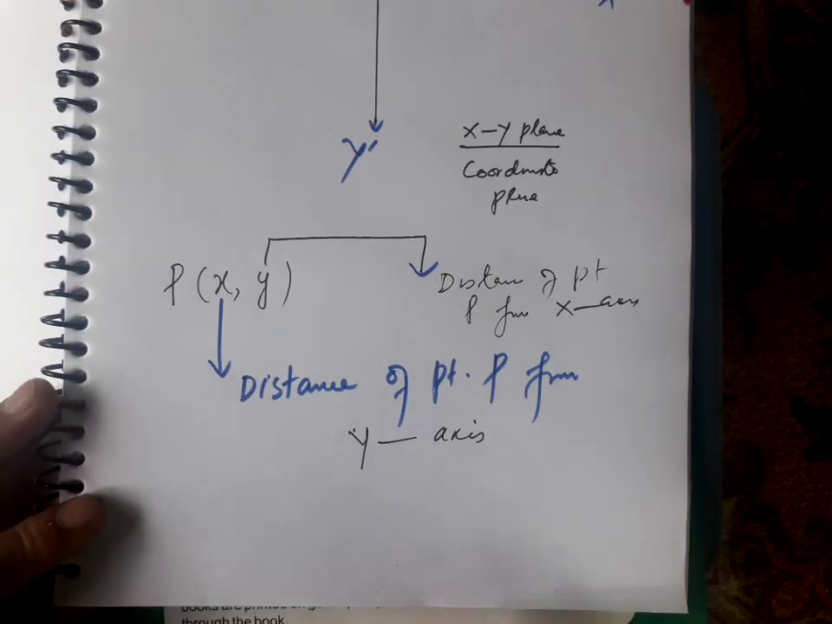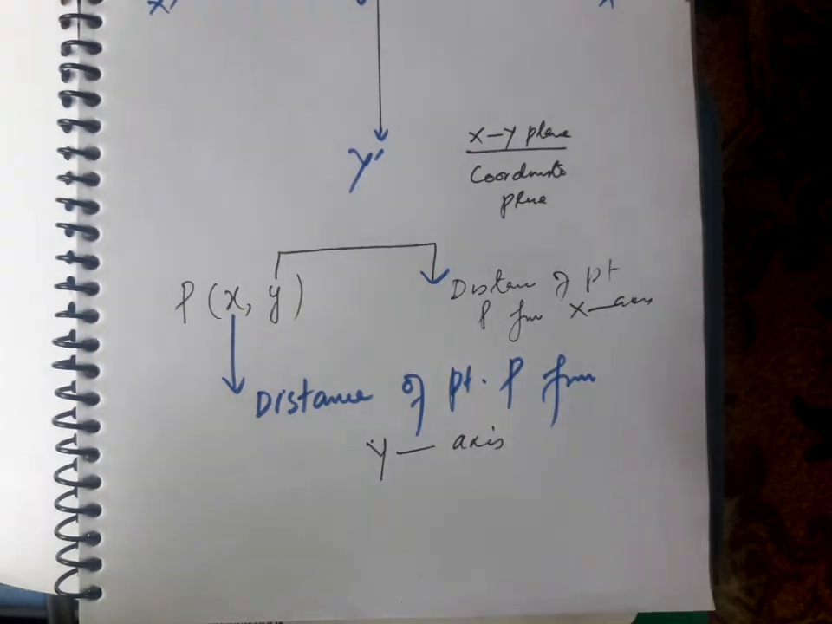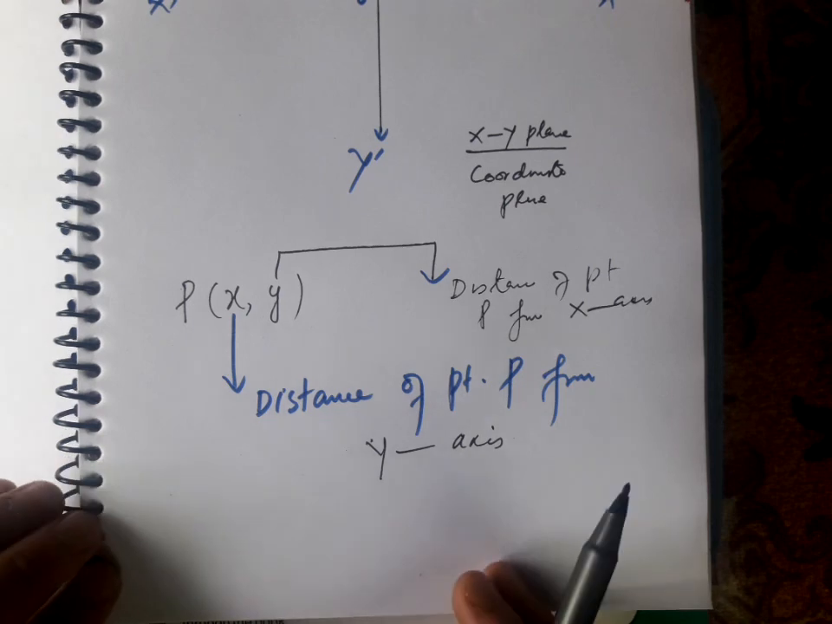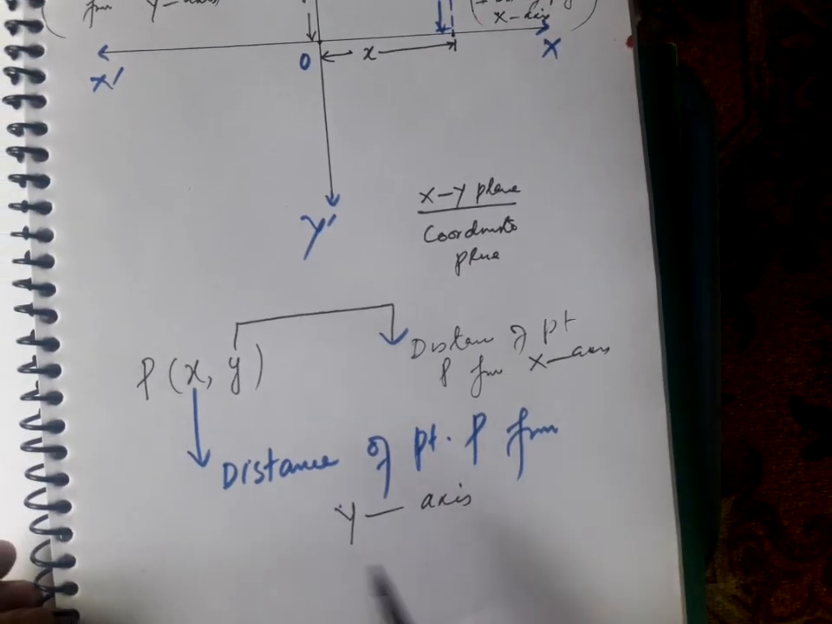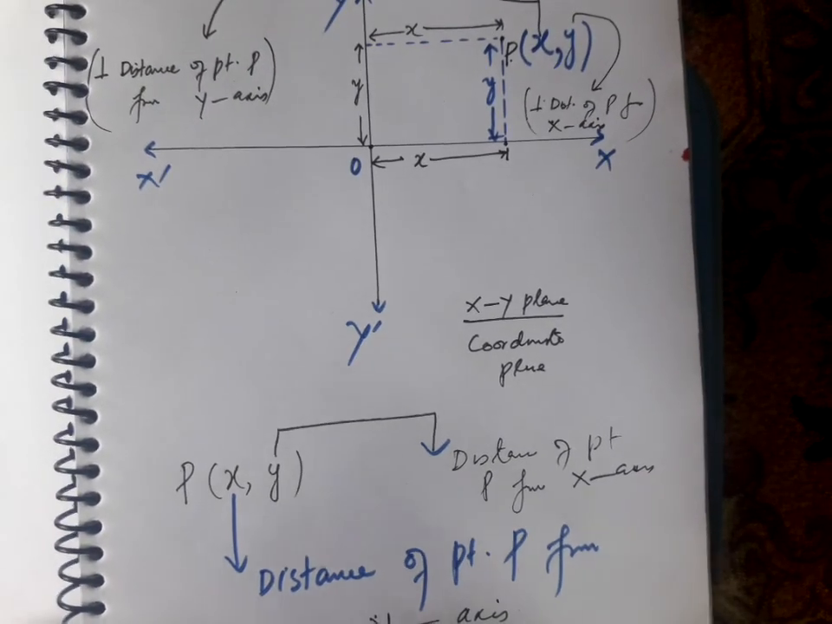So this is the whole idea of what we call coordinates. A point has two coordinates in the xy plane, x and y. In order to locate a point in the xy plane, we have to find its two coordinates, that is, how far the point is from the y-axis and how far it is from the x-axis. So this is the whole idea of the coordinate system and the coordinates of a point.